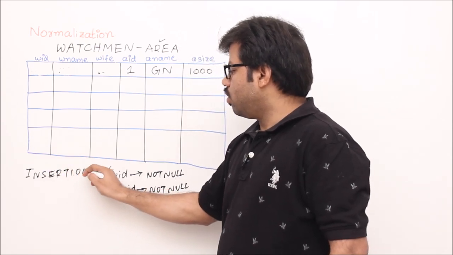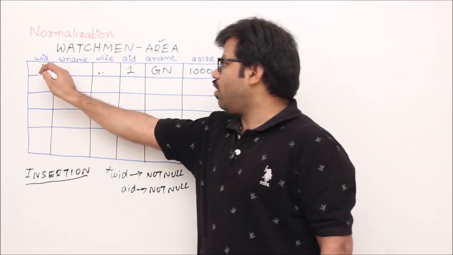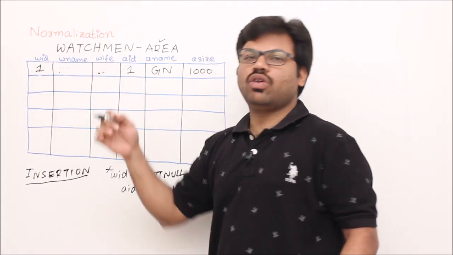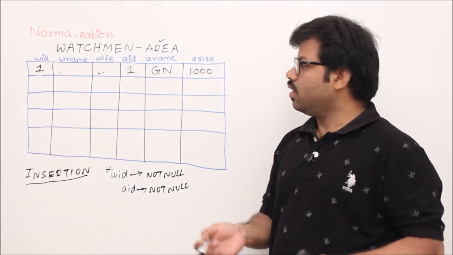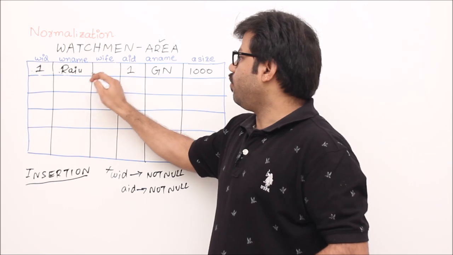Now, to solve this insertion anomaly, I take one watchman ID 1, that means I recruit one watchman forcefully at this moment. Let's say that watchman is Raju and his wife is, let's say, Rani.